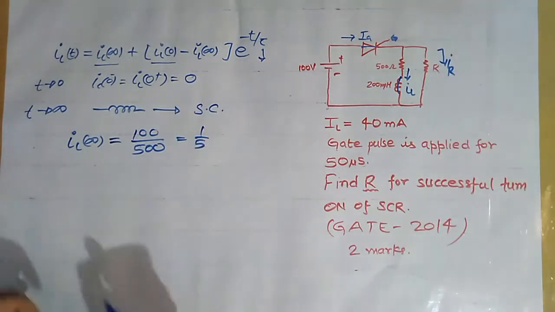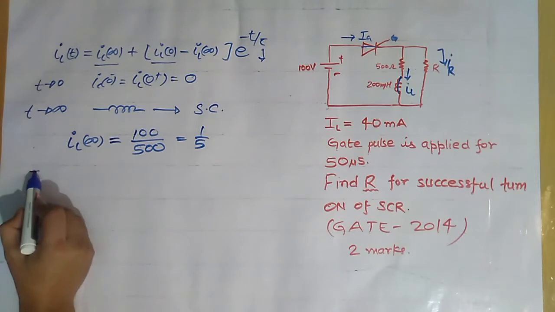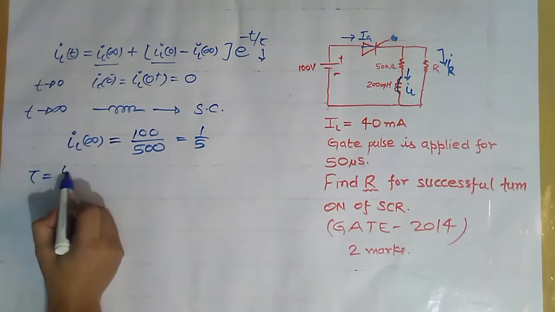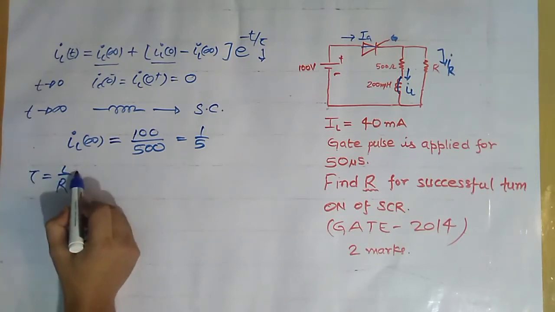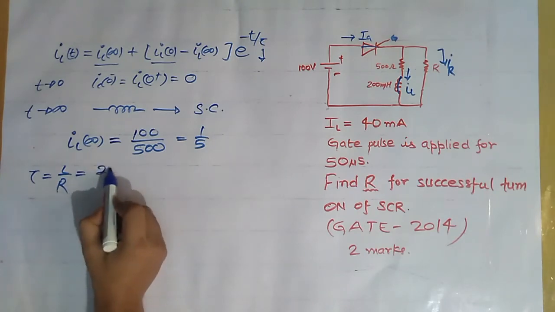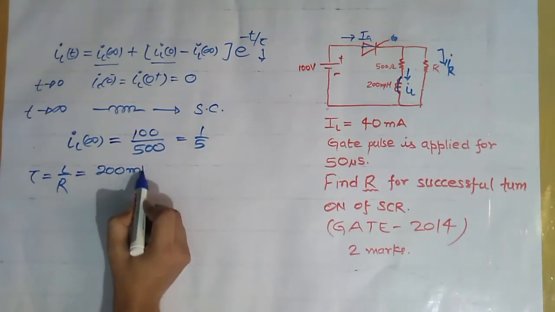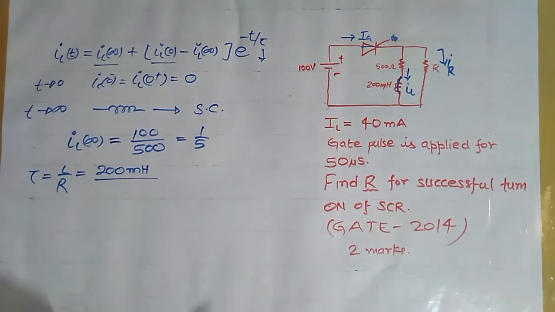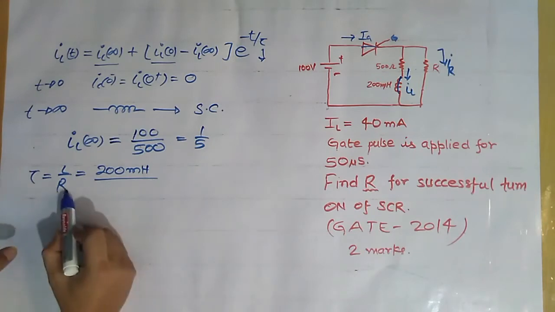Now what is tau? Tau is the time constant and it is equal to L by R. What is inductance L? Inductance L is given as 200 millihenry. And what is resistance R? Resistance R is the equivalent resistance, which we have to find.